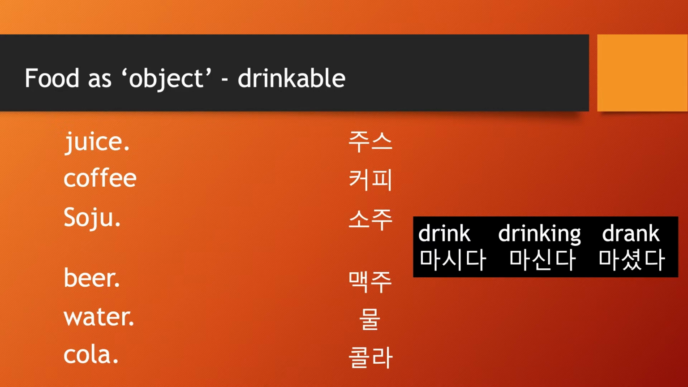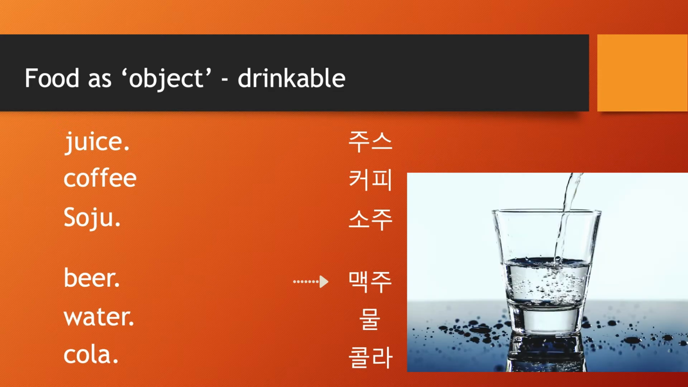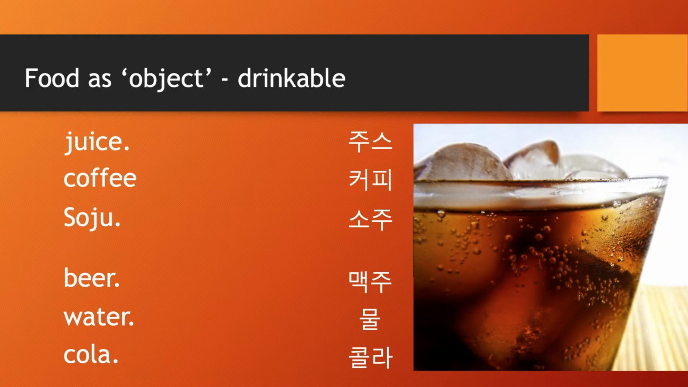The second most popular alcoholic beverage in Korea is beer. Beer is 맥주 in Hangul. Water is 물. Cola is also an imported drink, so we just use the same word, cola. In Korea, they don't differentiate between Pepsi and Coke, so just say cola.